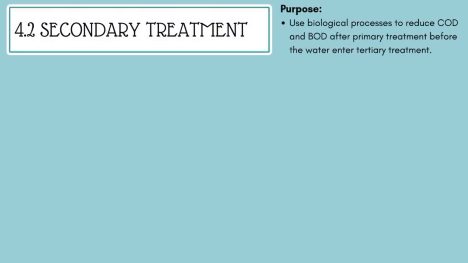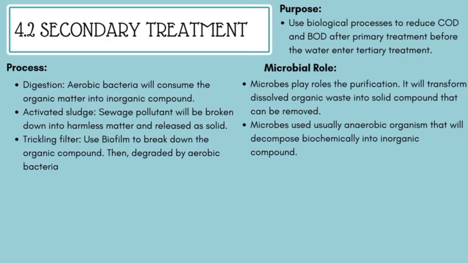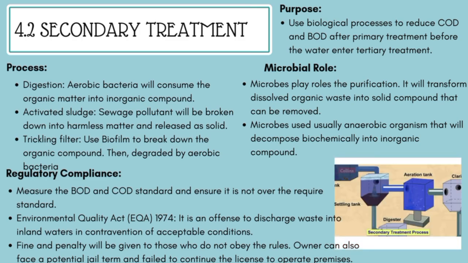Secondary treatment focuses on reducing COD and BOD using biological processes after primary treatment. Aerobic microbes decompose dissolved organic waste into inorganic compounds and solid biomass that can be removed. The main processes include activated sludge digestion, where pollutants are broken down into safer solids, and trickling filters, which use biofilms to degrade organic matter.